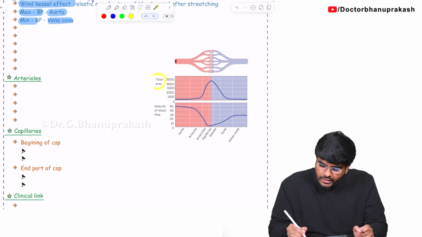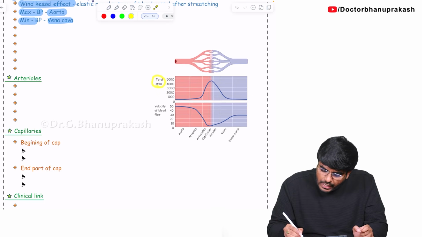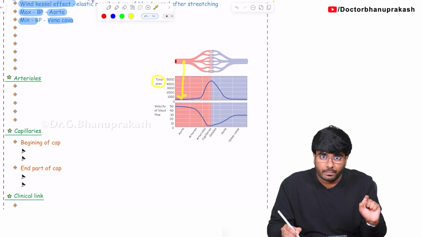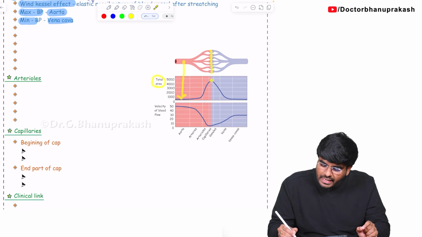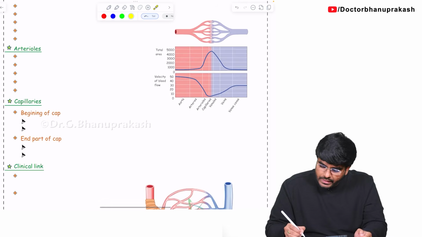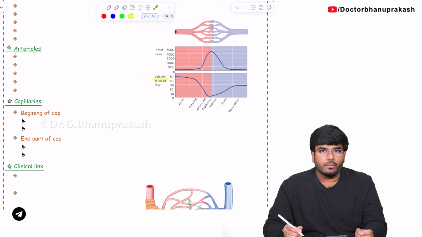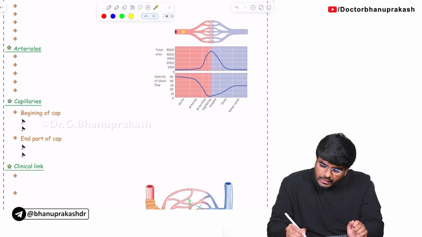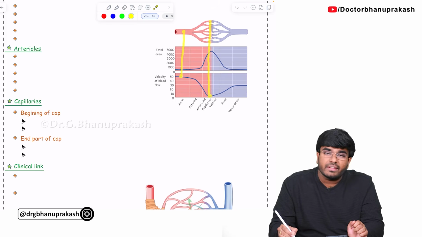That is what I am showing here. In the area graph, the aorta has very little area, almost at the bottom of the line, but the capillaries have the maximum area. Now look at the other graph, which is about velocity. Velocity of blood flow means the speed with which the blood is moving. In the aorta there is maximum velocity, but in the capillaries the velocity is very low.